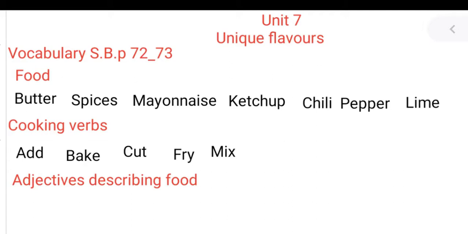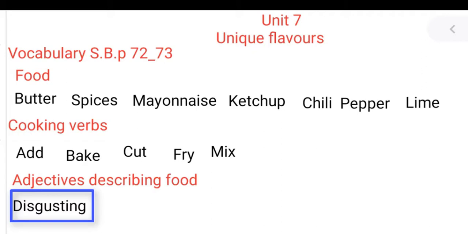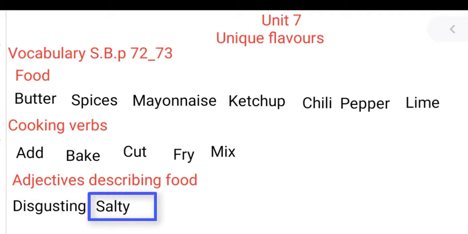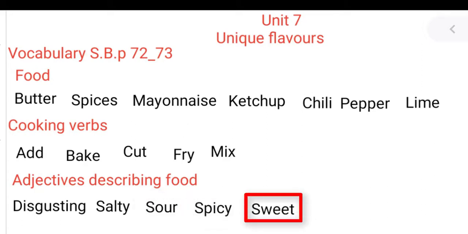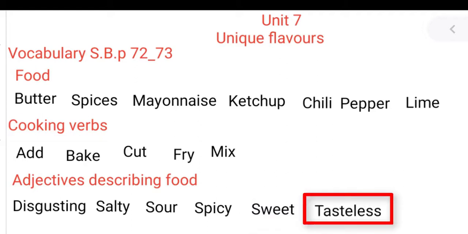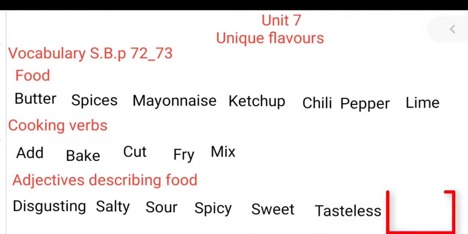First, let's read together the adjectives describing food. Disgusting, salty, sour, spicy, sweet, tasteless, and tasty. What does each of these words mean? Or what is the definition of each of these words? We will see this on the next page, inshallah.